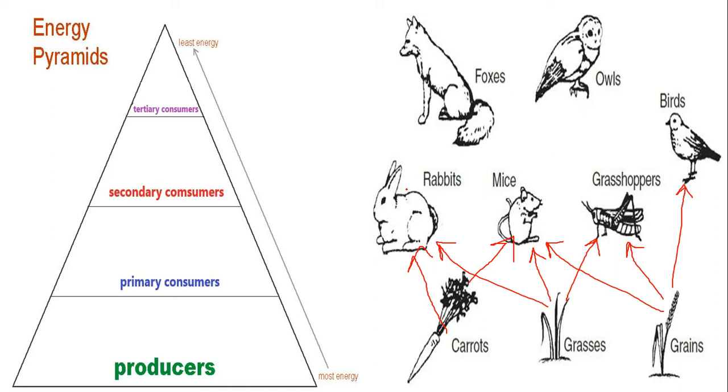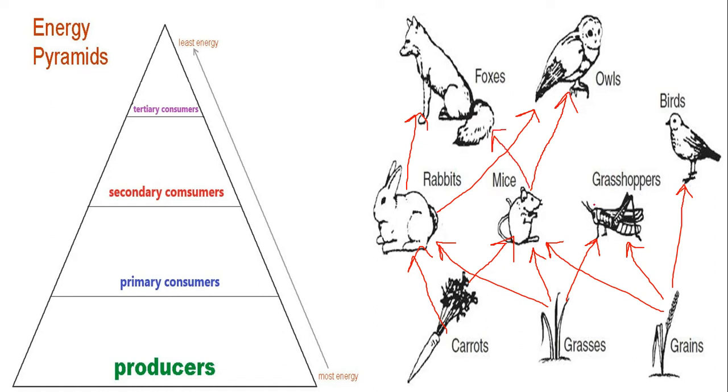Now we move up. What eats the rabbit? Well, a fox would eat a rabbit. And if it's a little small baby rabbit, an owl may eat it. Just so you know, owls don't chew, they swallow everything whole. What eats the mice? Let's go with an owl, and sometimes a fox, if they're hungry, is going to eat a mouse.